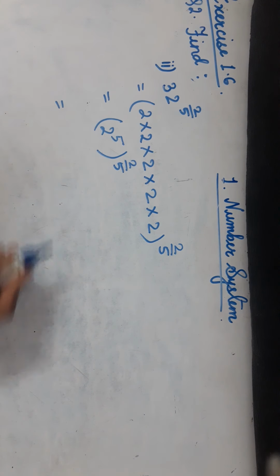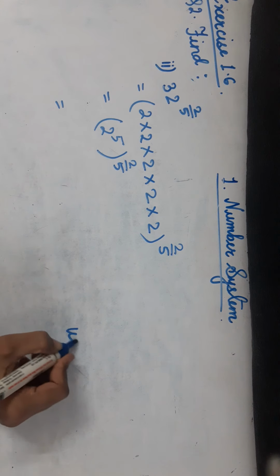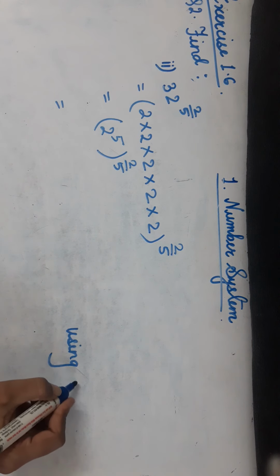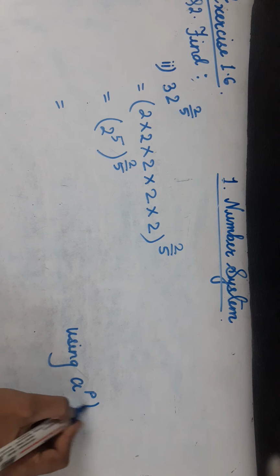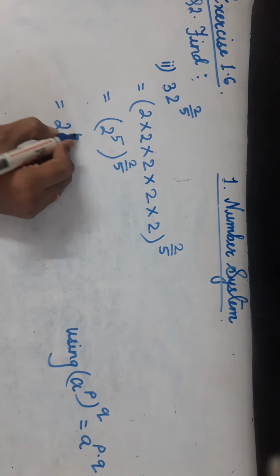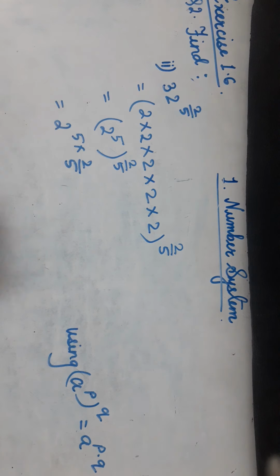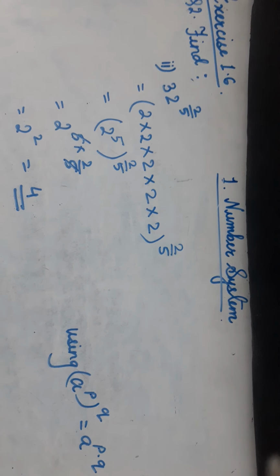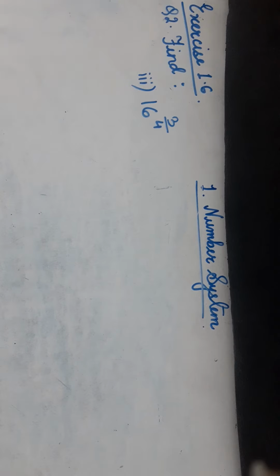Now again use the same exponent formula. What is it? A raised to p whole raised to q is equal to a raised to p into q. So apply that here. It will be 2 raised to 5 into 2 by 5. Now this 5 gets cancelled. What remains? 2 raised to 2, that is equal to 4. 4 is the answer. Clear? So let us go to the next question now. The next question is 16 raised to 3 by 4.